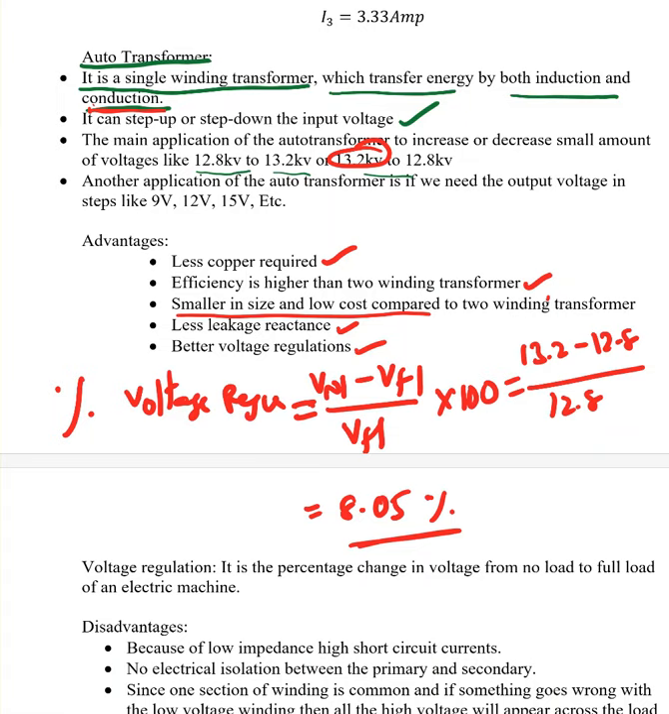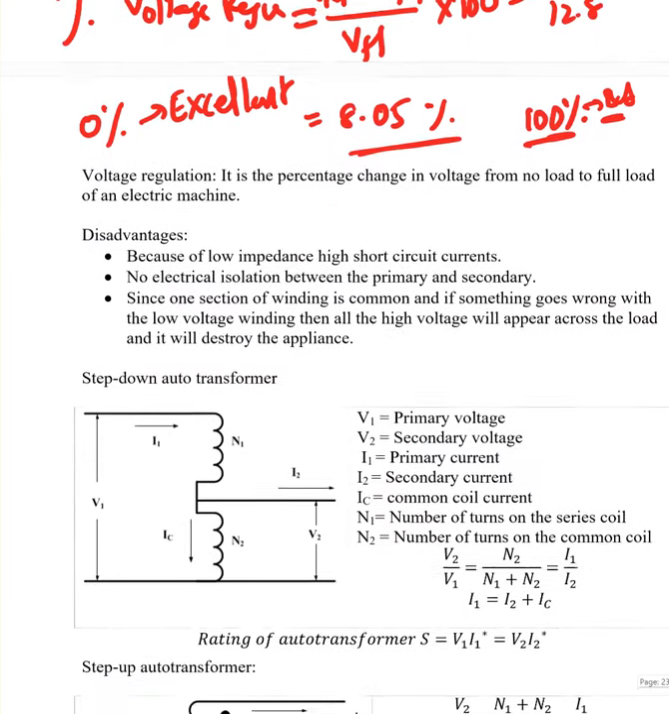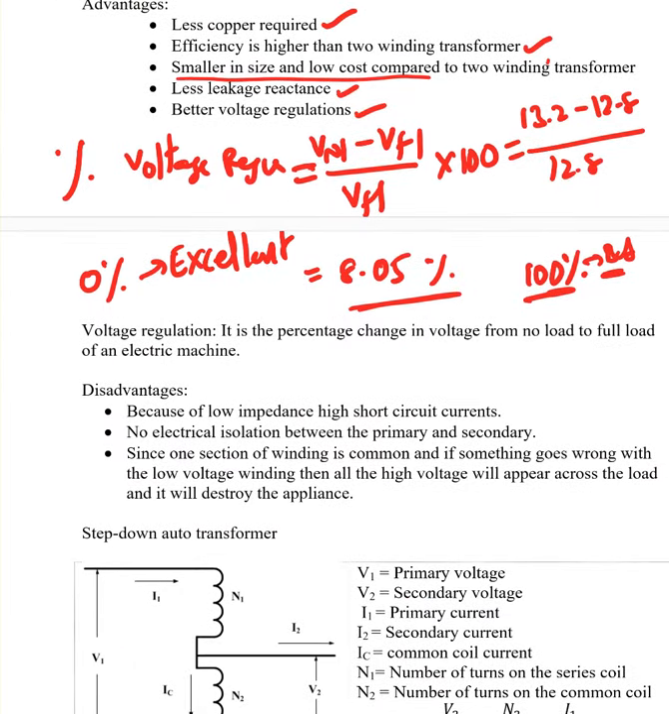So with the auto transformer, we are saying this voltage regulation is better. It's better than 8%, or close to 0%. So 0% is excellent. And 100% is the worst case. You're not getting anything. That's what it tells you. Really bad.